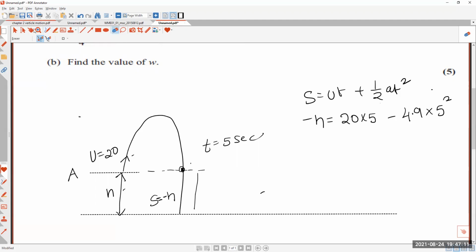But it's going to be negative 4.9 because your acceleration is negative. Why? Because initially you're going upward, so your acceleration is minus 9.8. Is this clear? Now try doing this. 22.5 meters. Okay, so this is done.